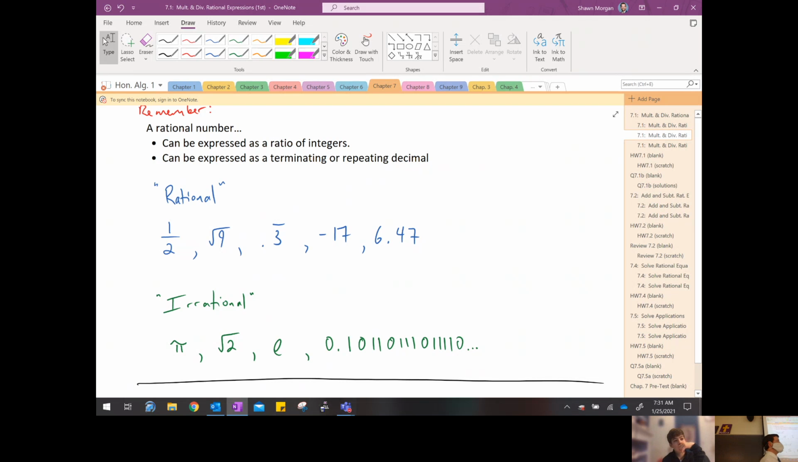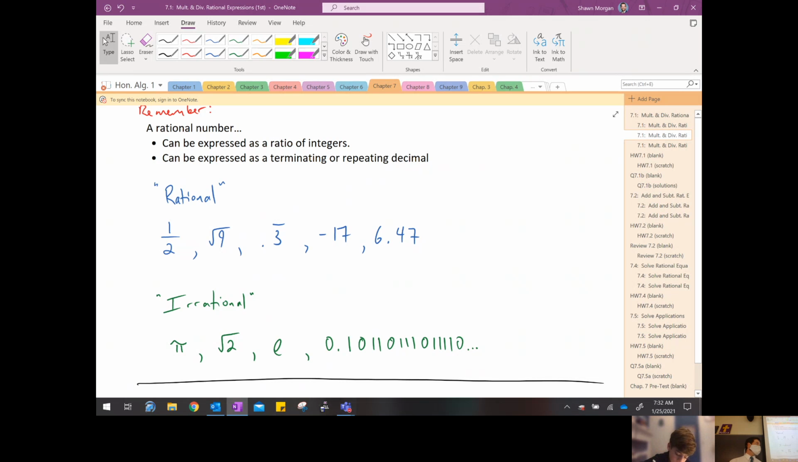And in this chapter, we're going to talk about operating with rational expressions. Now, a rational expression is a fancy way of saying what? A fraction. Y'all write that down. A rational expression. That's a fancy phrase for fraction. We're going to be doing operations with fractions in this chapter, okay?